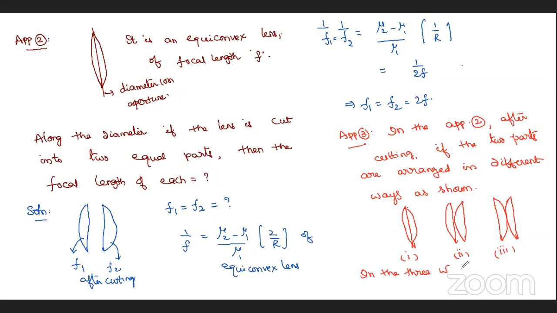wait. In the 3 ways, the focal length of combined lenses are dash. That is the question. What do you say?